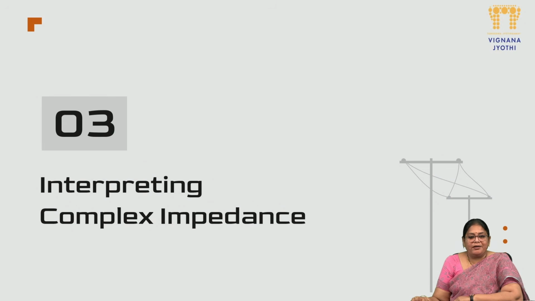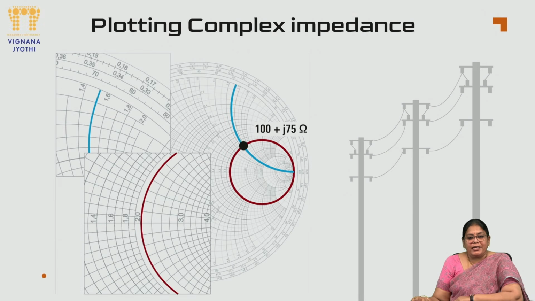Now let us go ahead with interpreting the complex impedance. In a Smith chart we want to see how a complex impedance can be represented, so that is what is of our interest now. Let us see this particular value, 100 plus j75 ohms. How did we get this 100 plus j75 ohms? You can see here there is a circle passing through a normalized value of 2 on the resistance axis, which means the corresponding resistance value is 2 into 50 ohms, so your R value is going to be 100 ohms.